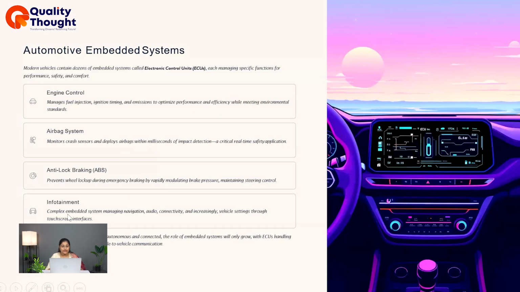Next, we have a complex embedded system in a car, like the audio system. You are calling from the car, increasing the volume, and changing vehicle settings on the touch screen. Whatever you are searching on the touch screen, all of these things come under embedded systems.